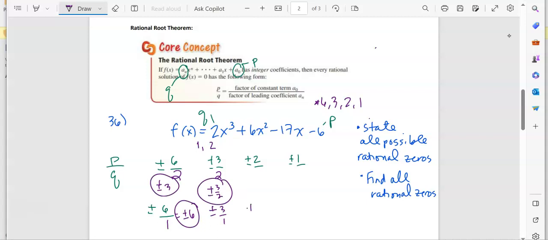Okay, so then we're going to do 2 as our p. So 2 over 2, that means we have plus or minus 1. And then 2 over 1, that gives us plus or minus 2 as our possible zeros. And then finally, when we do 1 as our factor of p, we have a half when we divide it by 2. And then we have 1 over 1, which we've already done. So this gives us all of our possible rational zeros.